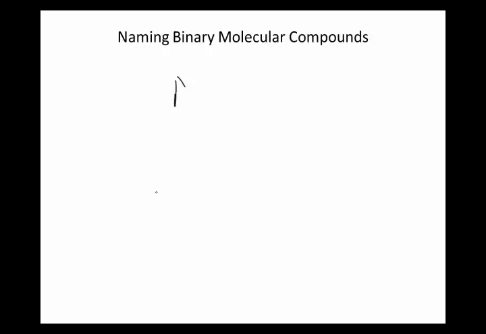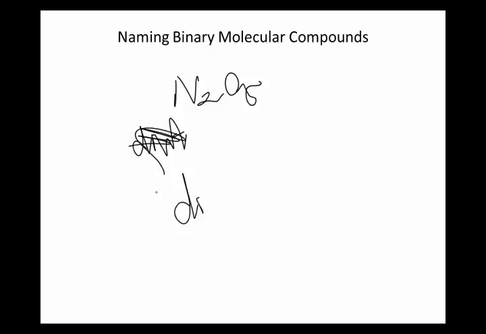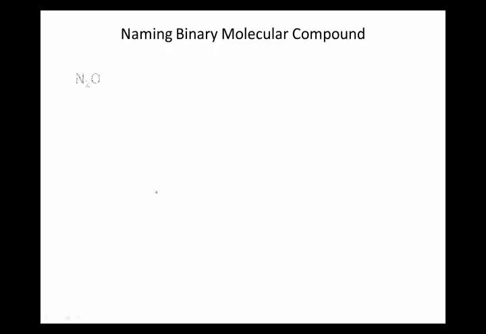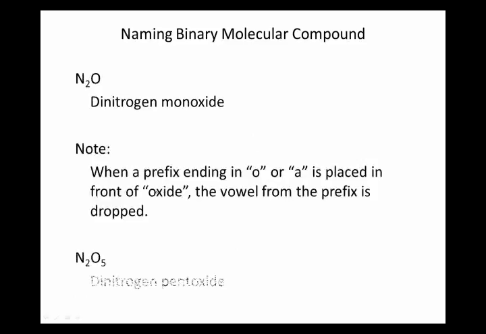So N2O5 is dinitrogen, I'm writing very quickly, dinitrogen, nope, not pentaoxide, pentoxide. Right? So you just do it that way. Okay? Dinitrogen monoxide, and there's my little note.